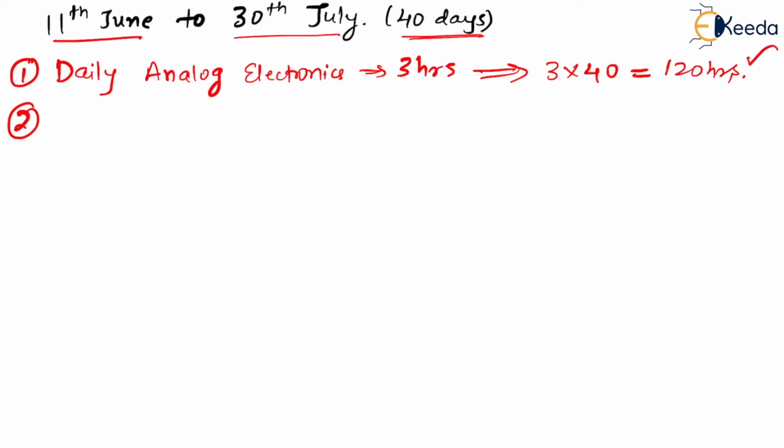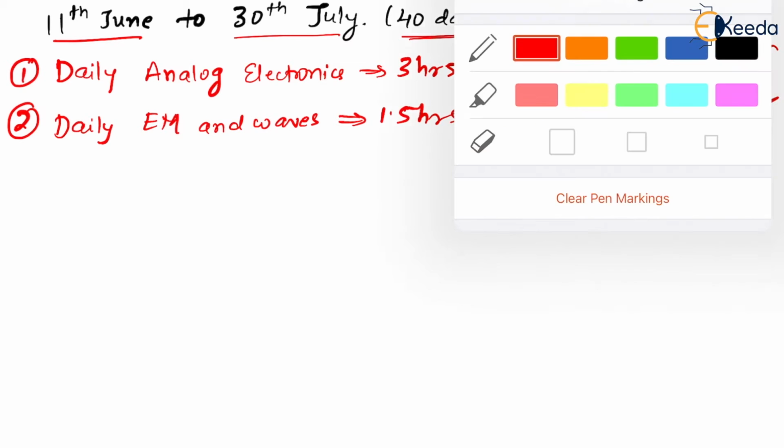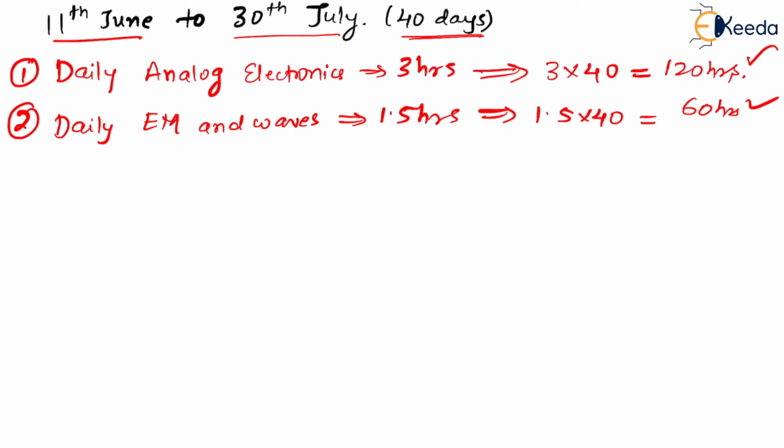Content watching will be done. Second, what are you going to do? You please daily prepare EM waves, electromagnetic waves. Prepare this subject for 1.5 hours daily. If you give 1.5 hours daily, then 1.5 into 40, what is going to happen? 60 hours of content is done, right? Which means by the end of July 30, complete analog electronics as well as EM waves will be done.